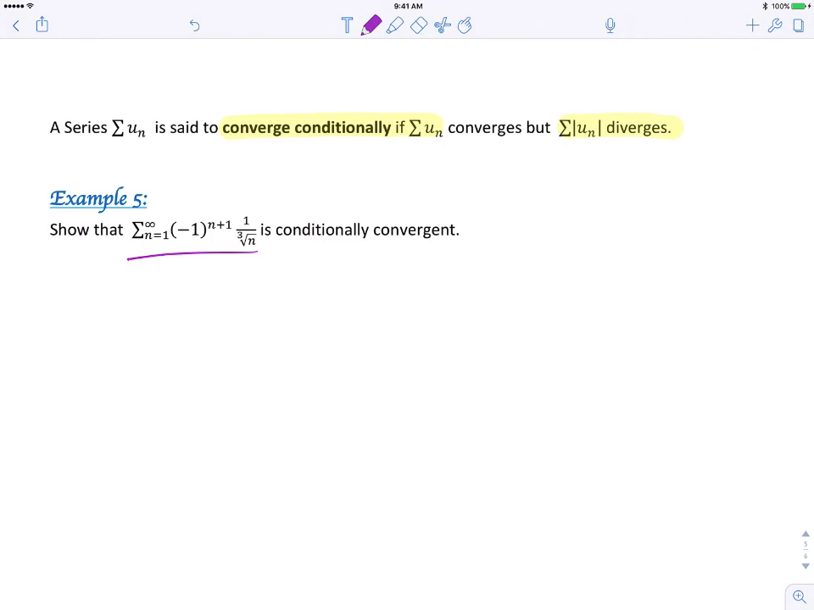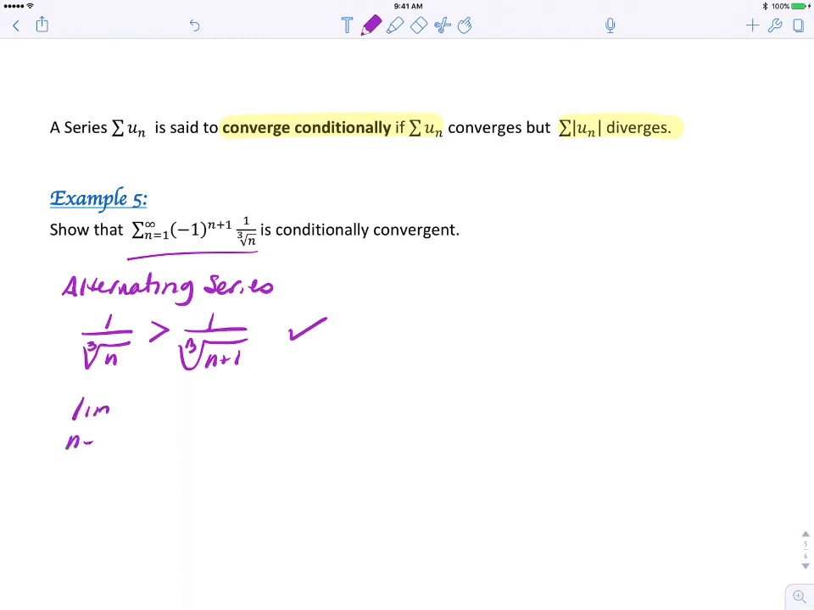So it's an alternating series. We'll do the alternating series test. So if we look at the nth term and the n plus first term, again, we've increased the denominator, so that's going to make the fraction smaller. So the nth term is greater than the n plus first term for all n. And if we look at the limit as n goes to infinity of the nth term, that does in fact go to 0. So this series converges.